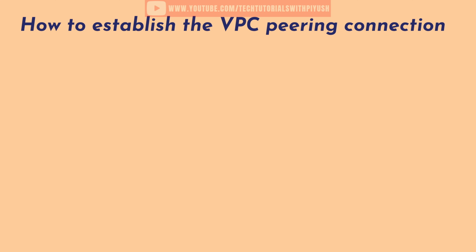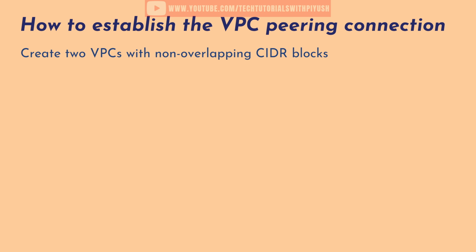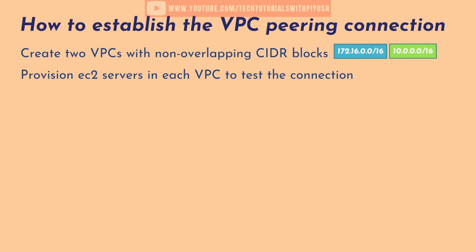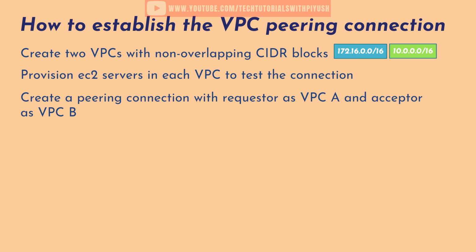Let's have a look at how we establish the VPC peering connection, and then we'll jump directly to the demo. So we create two VPCs with non-overlapping CIDR blocks, something like 172.16.0.0/16 and 10.0.0.0/16. This is really important, otherwise that peering connection would not work. Then we provision an EC2 server in each of the VPCs so that we can test whether the instances in each of these VPCs are able to communicate with each other via their private IPs. Then we create a VPC peering connection with the requester as VPC A and the acceptor as VPC B. So the VPCs here play two different roles. One acts as the requester, who initiates the connection request, and the other, VPC B, is the acceptor, accepting that connection to complete the handshake between these two VPCs.